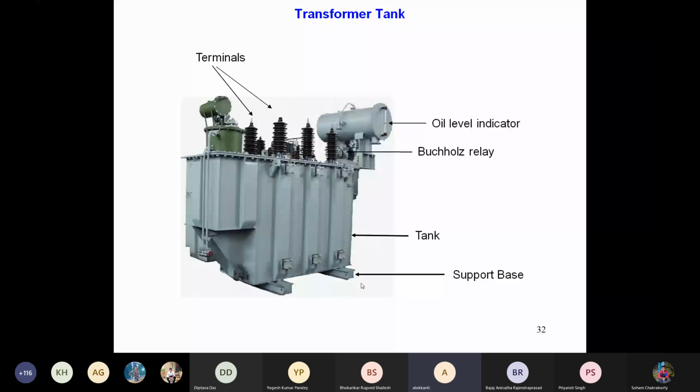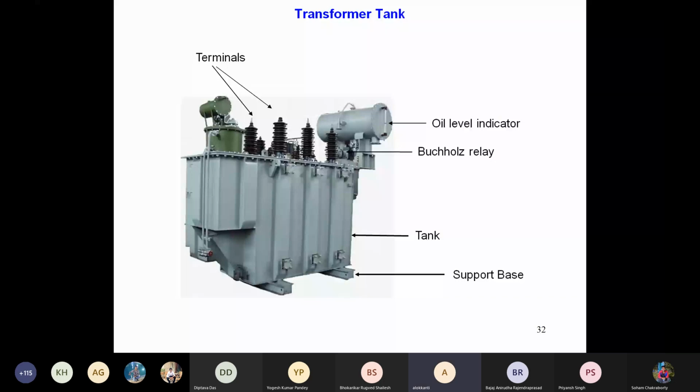All these transformers, you should also see in your locality, will be either at ground level, or sometimes mounted on poles, which are called pole mounted transformers. And you should also notice these Buchholz relays, these oil level indicators, and these tanks are visible.